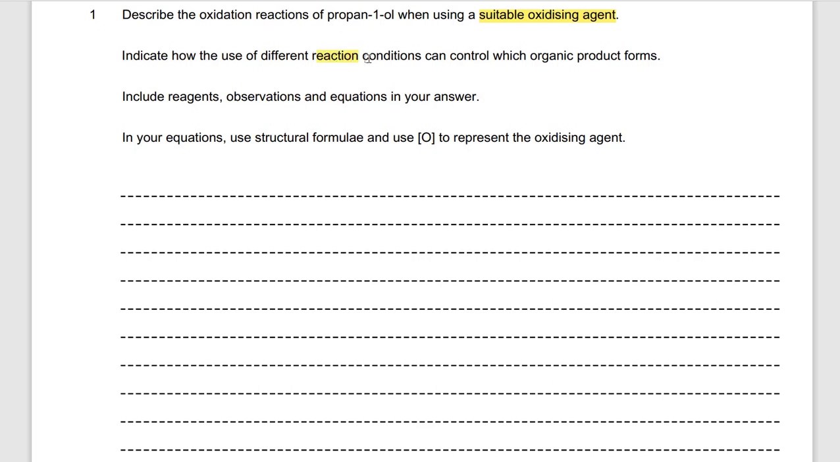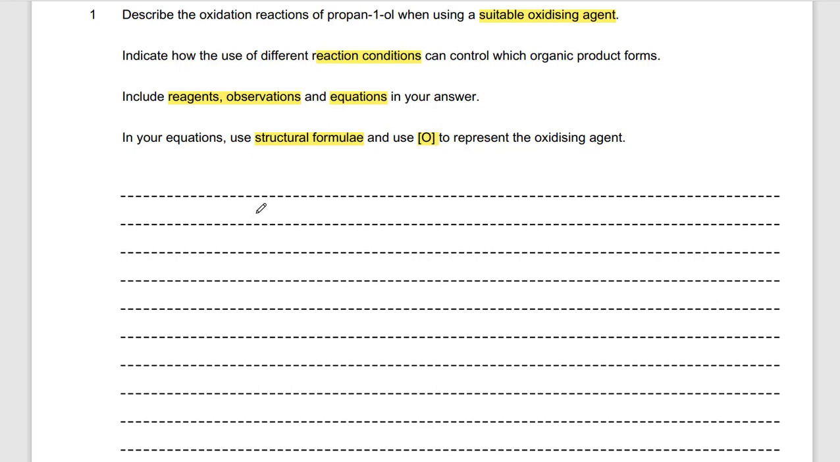Indicate how reaction conditions control which product. Include reagents and observations and equations in your answer. And we can use structural formulae. So again, be careful here. It says structural formulae, so not skeletal. And we need to use O to represent the oxidizing agent. So lots of stuff here to be getting on with.